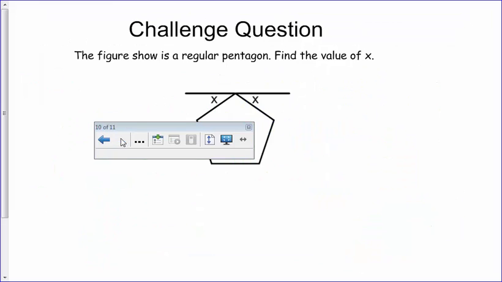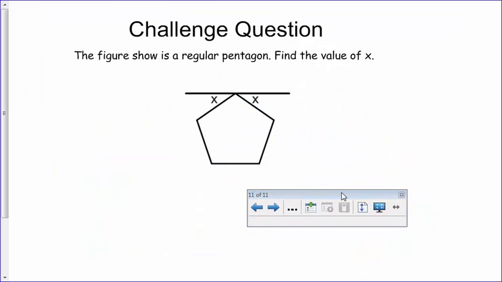All right? So last problem is, here's a little challenge question. It says the figure shown is a regular pentagon. Find the value of x. So come into class tomorrow with this answered.